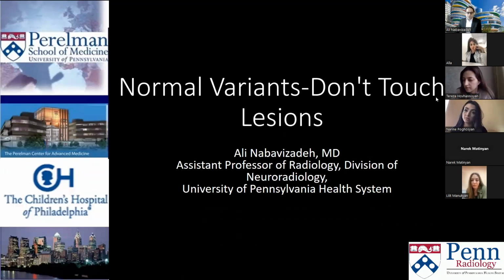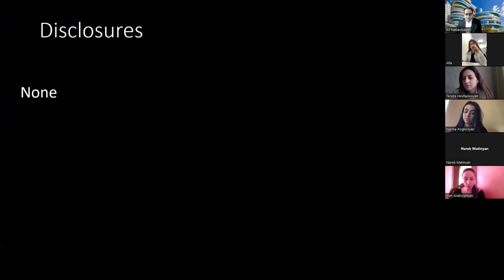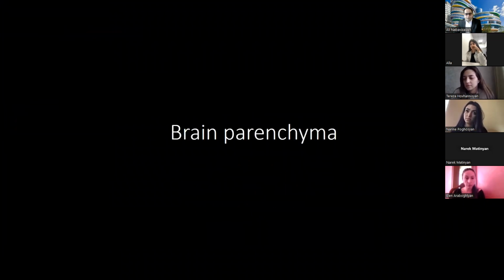I'm going to be talking about normal variants and don't touch lesions in neuroradiology, which is very important because when you're reading cases, it's important for you to be aware of these variations and make sure that you make the appropriate diagnosis and potentially don't recommend any procedure for something that's just a normal variation. Or vice versa, mistake real pathology for a variation. So I don't have any relevant disclosures.